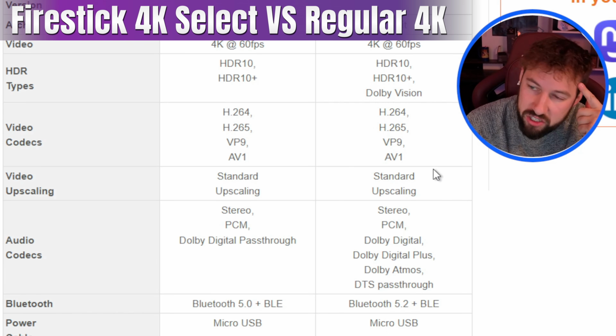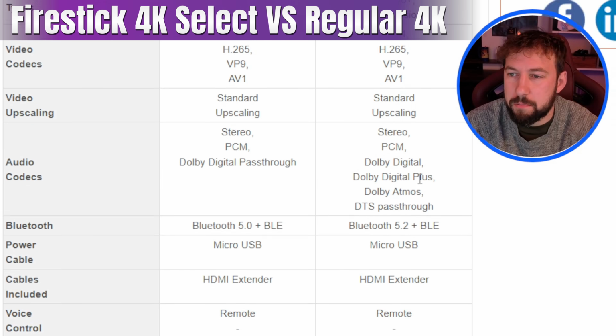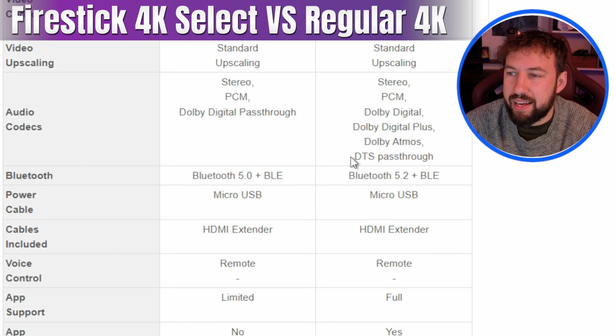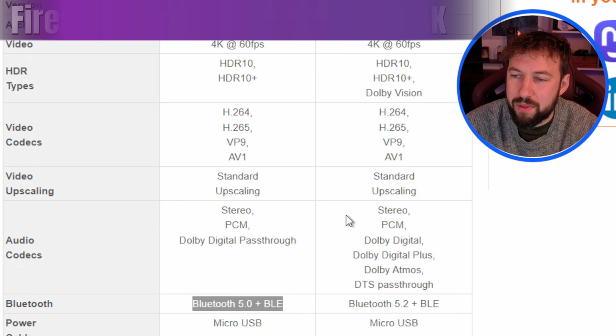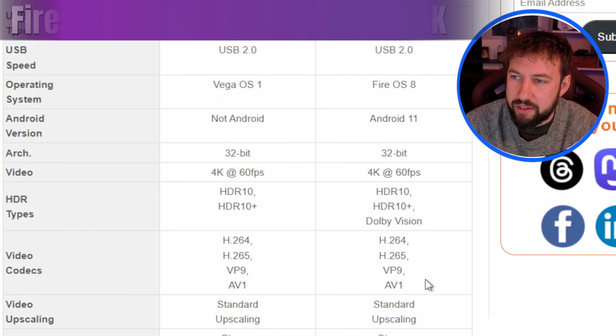So that's why they're able to charge $10 cheaper for this. Standard upscaling, everything else is very similar. Obviously, you're missing Dolby Atmos as well. I thought this one had Dolby Atmos, but I guess it's just the pass-through. Interesting. Bluetooth 5.2, Bluetooth 5.1, 5.0 there, and everything else is very similar.